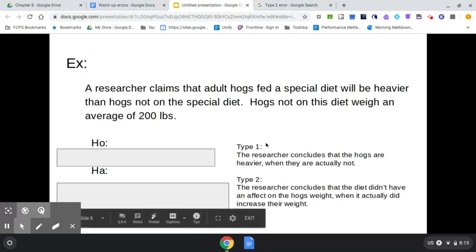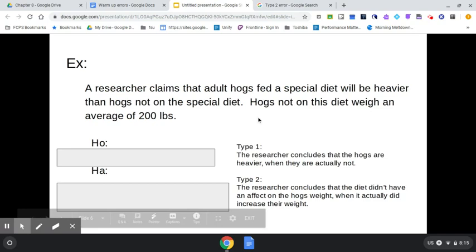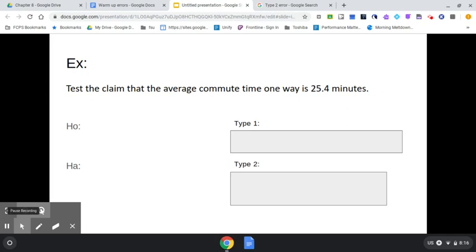Okay, so these two sentences, guys, are what I'm going to be asking you to write during the lesson today. Just what would a type 1 error say and what would a type 2 error say? Let's look at another example. Okay, here's another example of writing a type 1 and type 2 error.